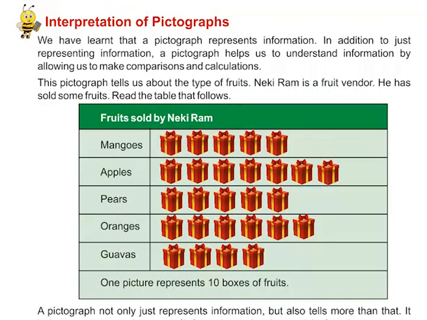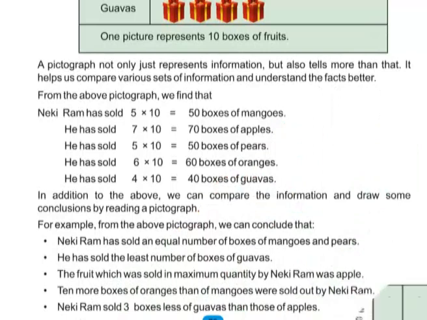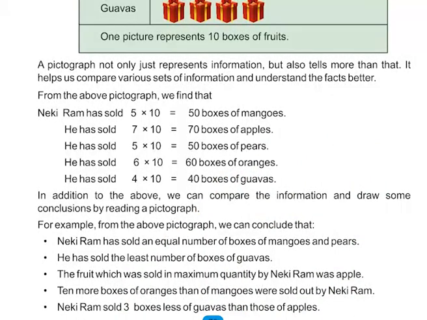A pictograph not only represents information, but also tells more than that. It helps us compare various sets of information and understand the facts better. From the above pictograph, we find that Neki Ram has sold 5 into 10 is equal to 50 boxes of mangoes. He has sold 7 into 10 is equal to 70 boxes of apples.